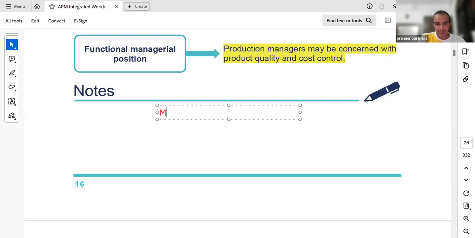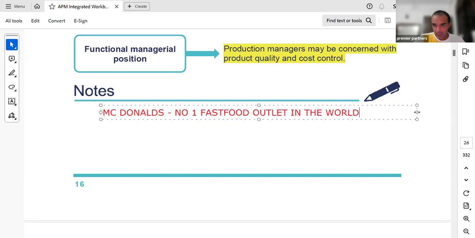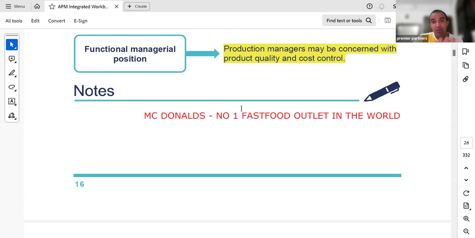Now, McDonald's. What is the mission statement? Number one fast food outlet in the world. I will take a little time and explain this to you properly so that you will know how confident you should be on the deal. This is the mission statement. So the mission is number one fast food outlet in the world. And it should be SMART. It should be specific: number one fast food outlet in the world. Measurable: number one. Time bound, you should put by when, another 5 years or 10 years or whatever.